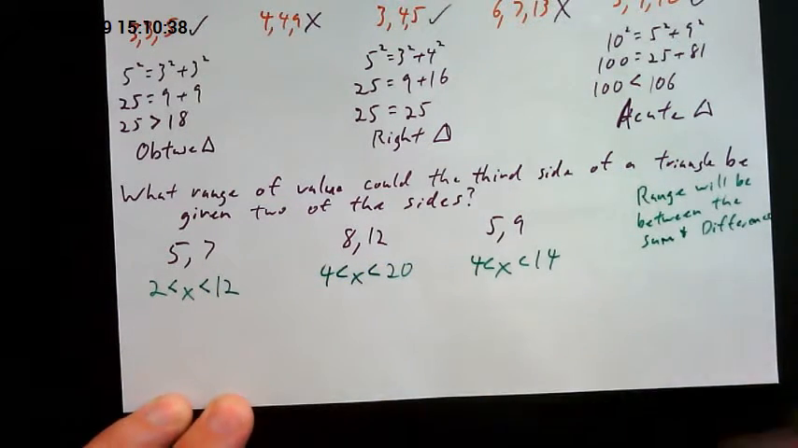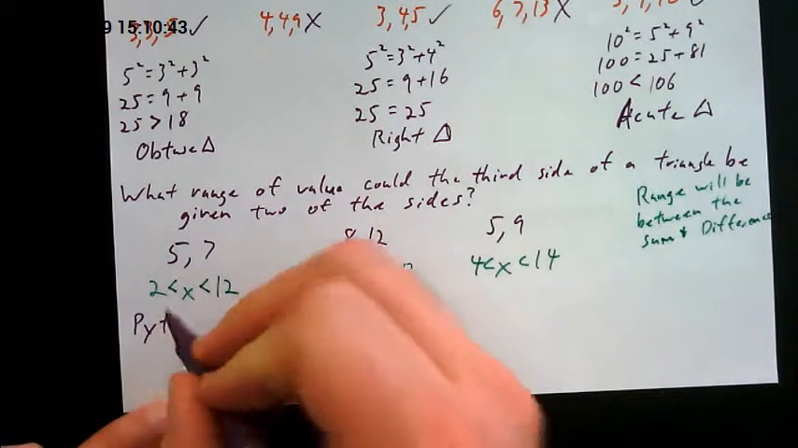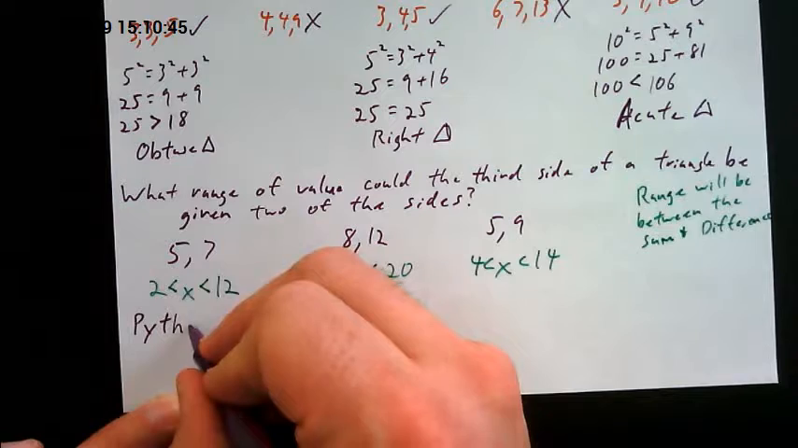All right. So one last thing for notes. The last thing we need to talk about is Pythagorean triples.